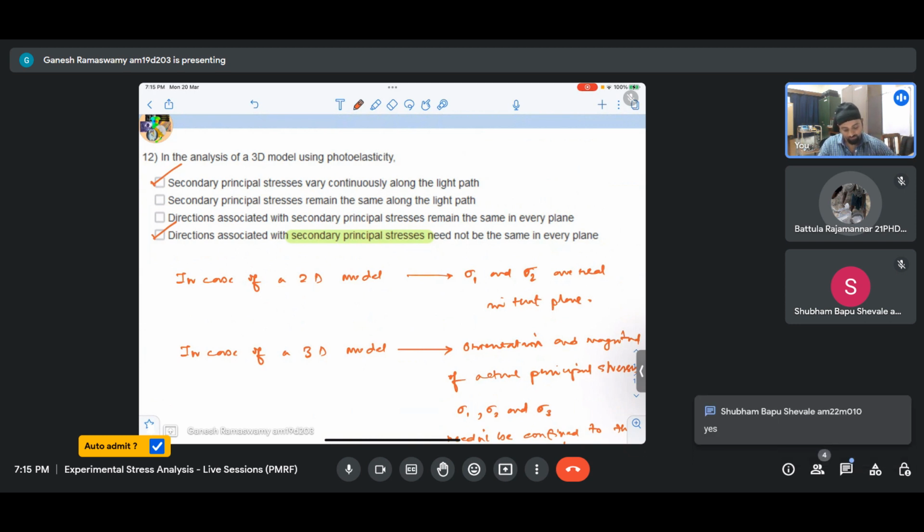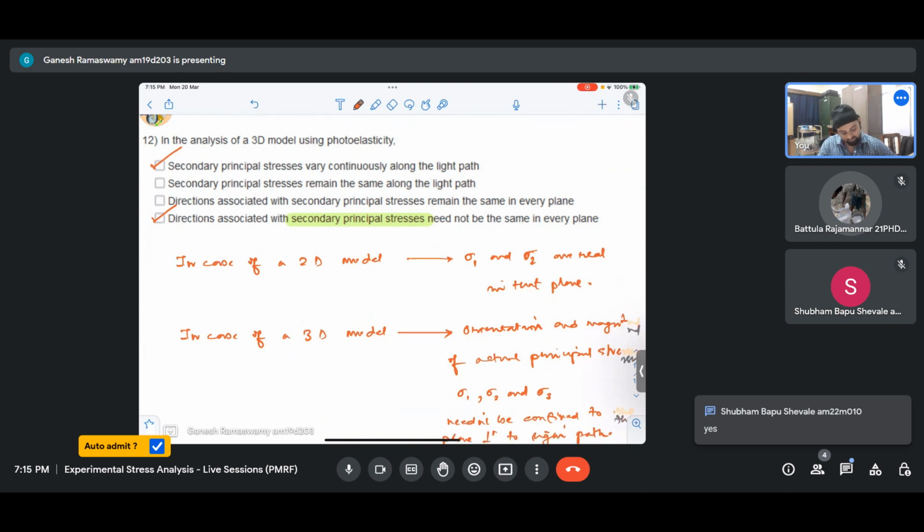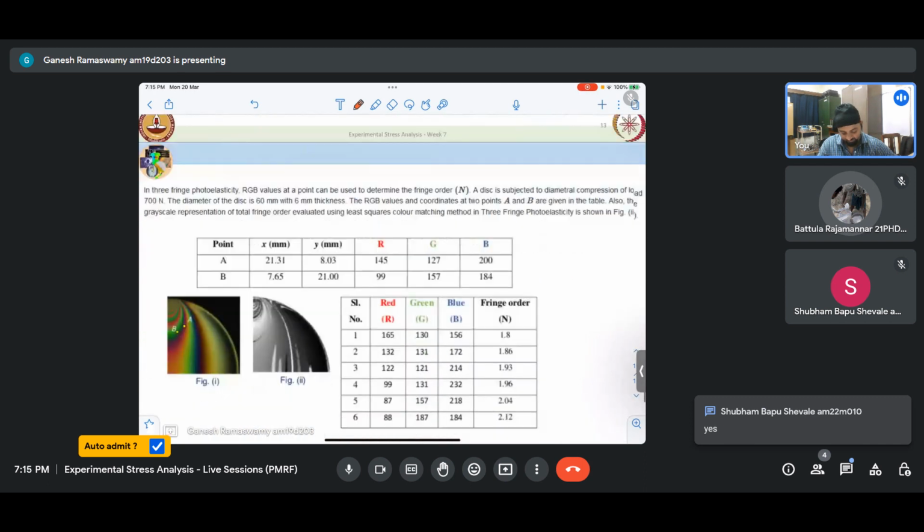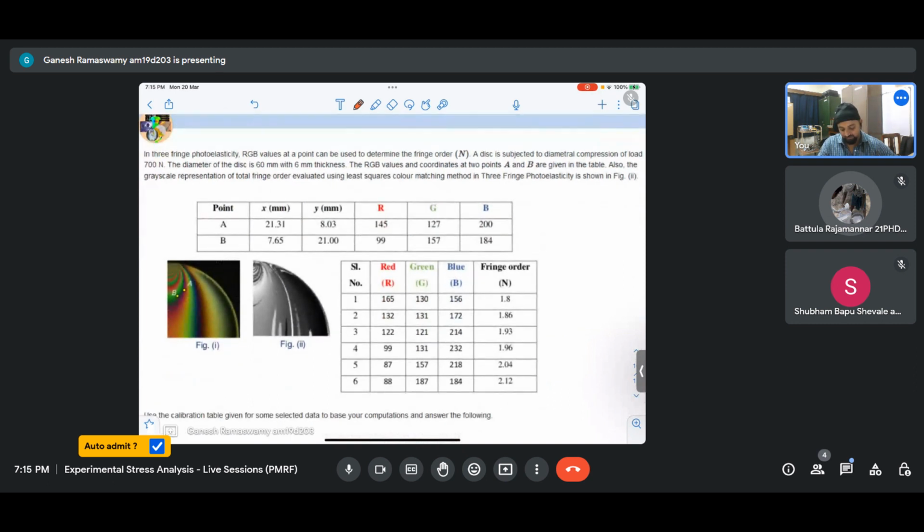Okay, so let us look at this question. In three fringe photoelasticity, or RGB photoelasticity as we call it, the RGB values at a point can be used to determine the fringe order n. A disk is subjected to diametral compression of load 700 Newton. The diameter of the disk is 60 mm and thickness is 6 mm. The RGB values and coordinates at 2 points A and B are given in the table. So these are given.